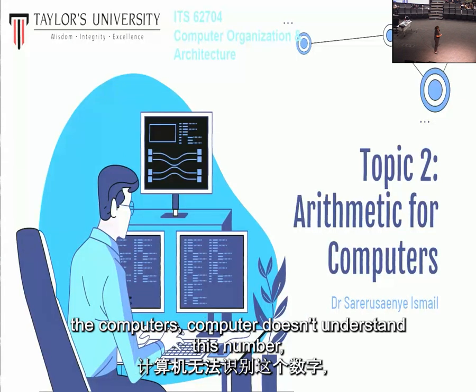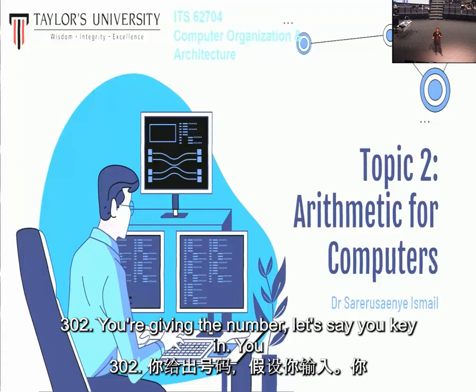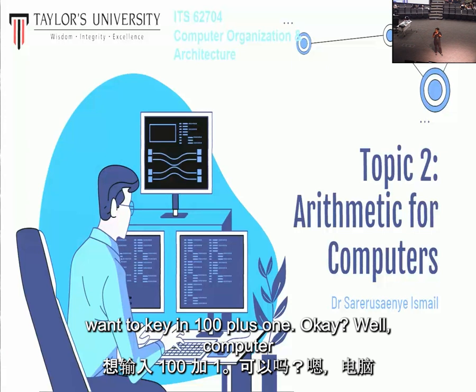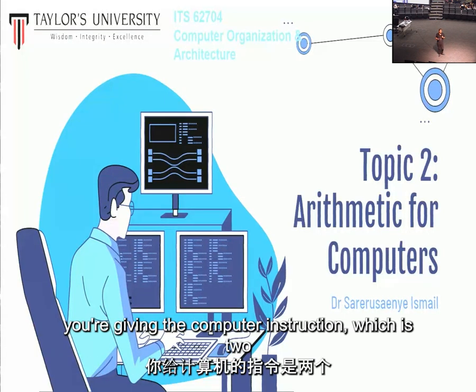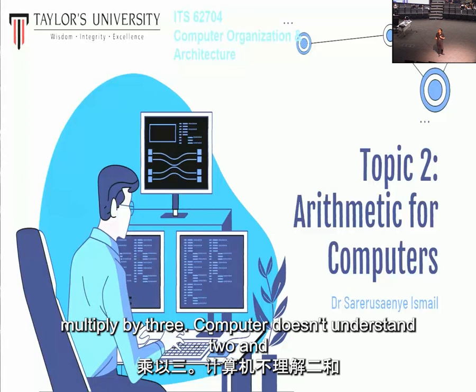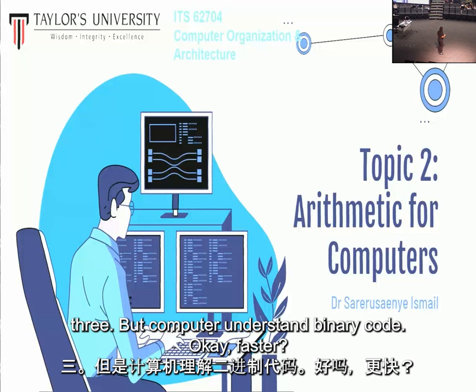In computers, the computer doesn't understand this number 302. Let's say you want to key in 100 plus 1. What the computer understands, 100 is a different number and 1 is a 1. If you give the computer an instruction which is 2 multiplied by 3, the computer doesn't understand 2 and 3. But the computer understands binary code.